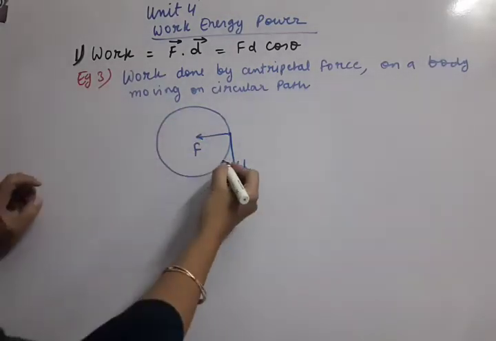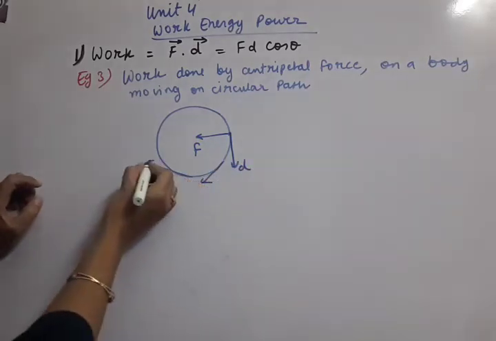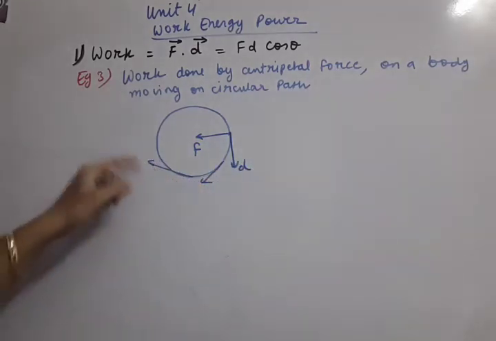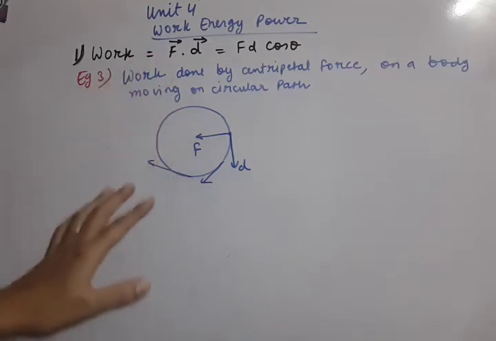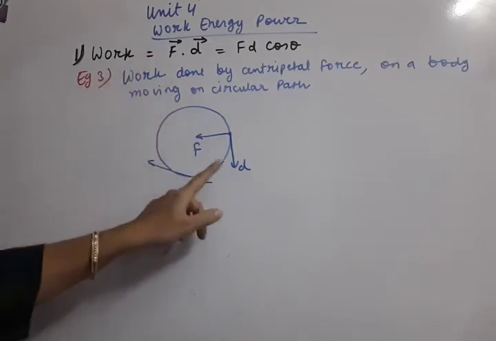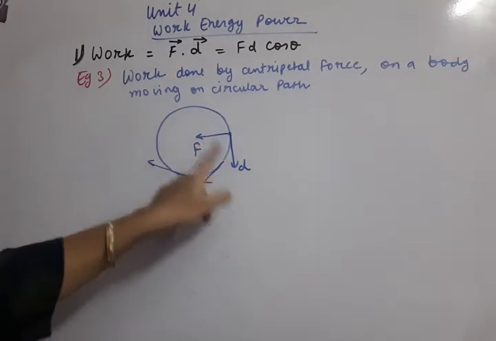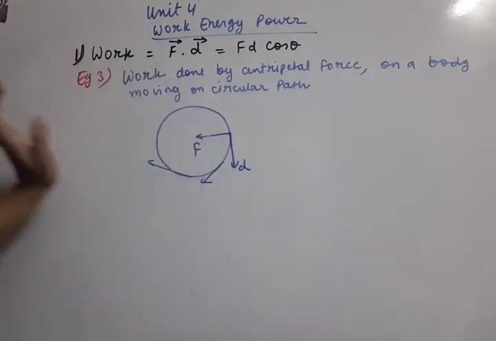If the object is here, the displacement is here. If the object is present here, displacement is here. So everywhere we can show different types of tangents. Now, wherever we take the force and displacement angle, it will always come to 90 degrees.